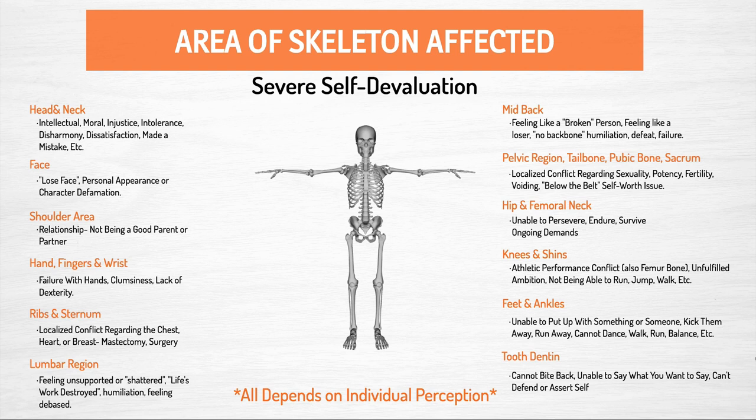The tooth dentin is a specific play on the self-devaluation regarding a bite conflict. This is, you cannot bite back. You're unable to say what you want to say. You can't defend or assert yourself in the way that you'd like to.